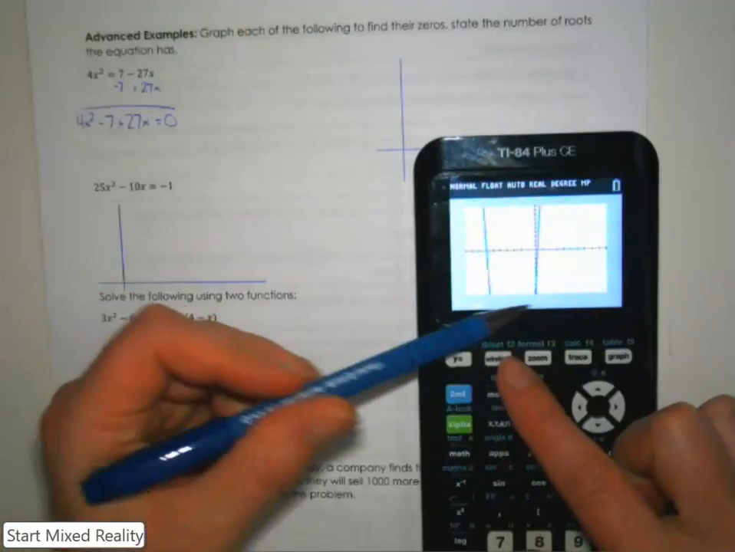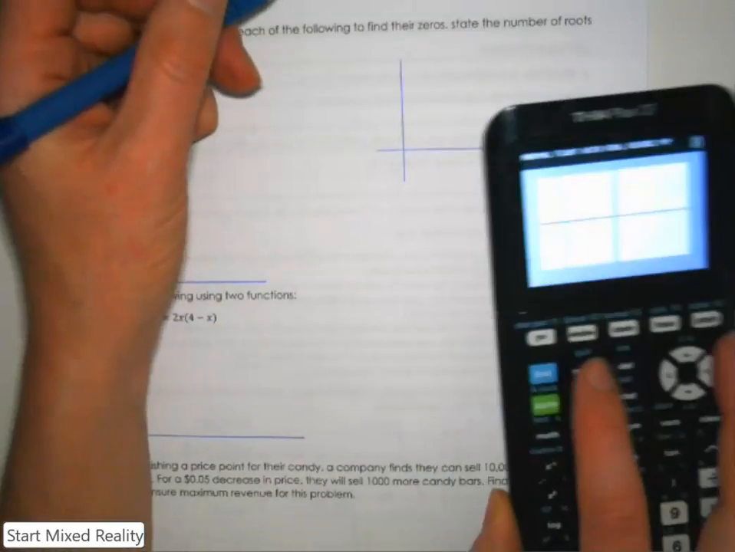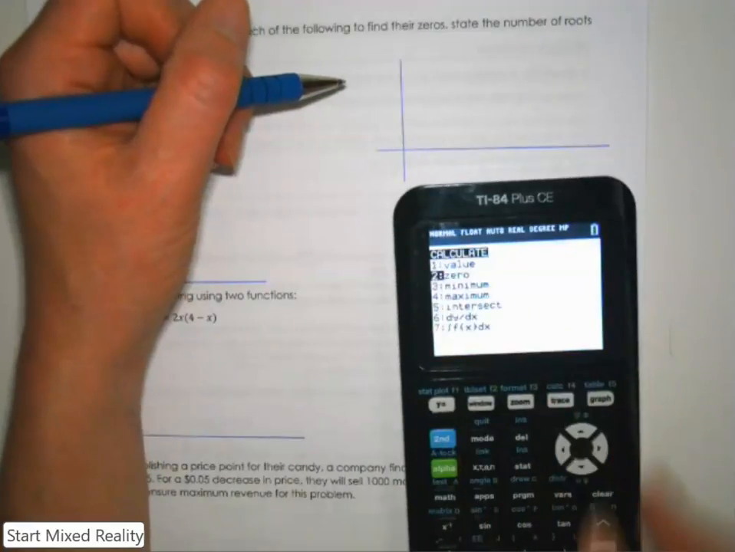So I can see my window. Actually, you know what? I don't even care about the vertex on this one. So let's go and just solve for our zeros. So second function trace, zero.